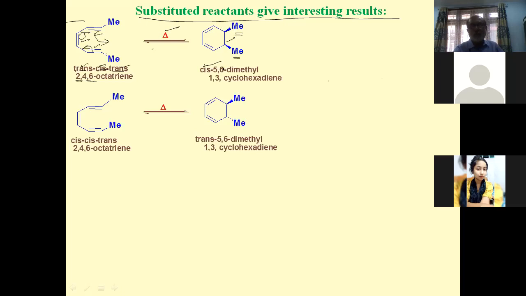Just see, this is cis. And if we take this one, you see, now this is cis. This double bond is in the cis configuration. This double bond is also in the cis configuration, the two groups which are there. Are you getting my point?